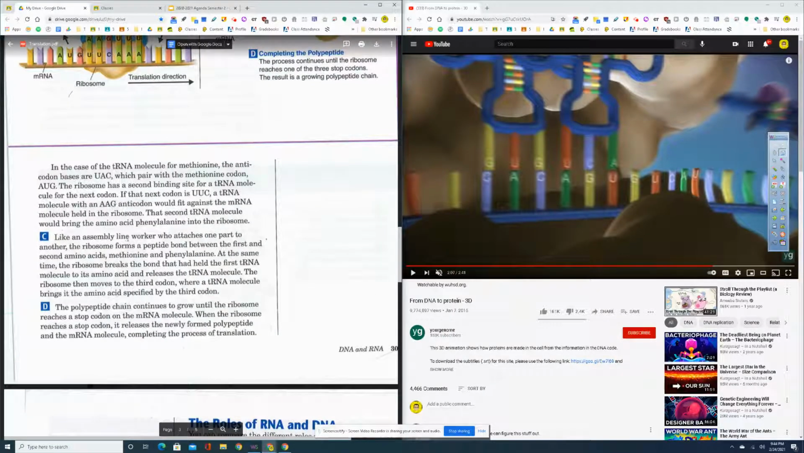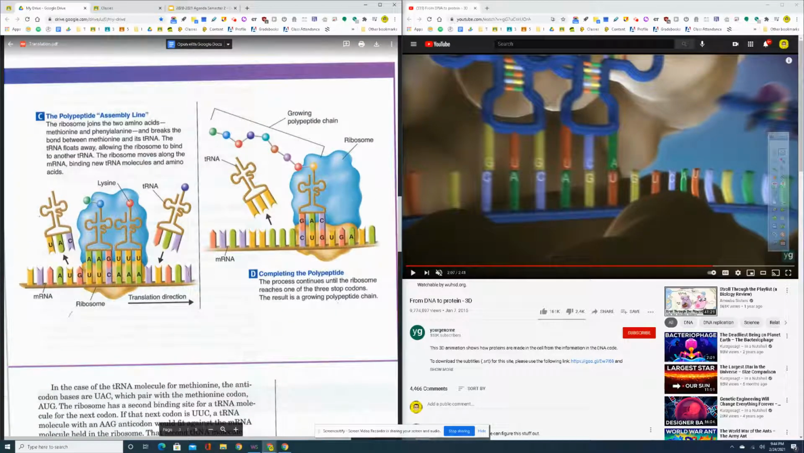Like an assembly line worker who attaches one part to another, the ribosome forms a peptide bond between the first and second amino acids, methionine and phenylalanine. At the same time, the ribosome breaks the bond that had held the first tRNA molecule to its amino acid and releases the tRNA molecule. The ribosome then moves to the third codon where a tRNA molecule brings it the amino acid specified by the third codon.